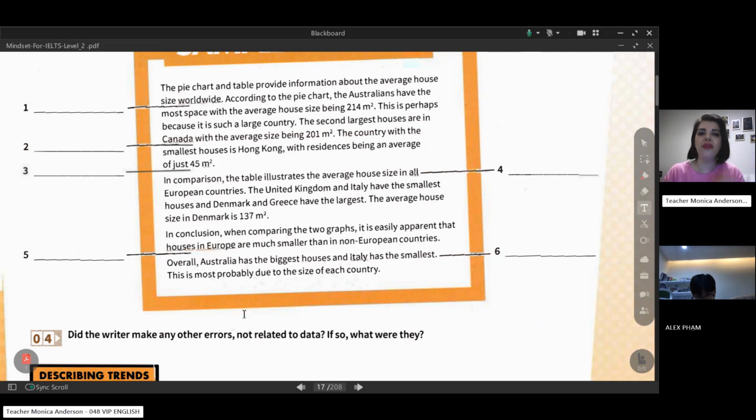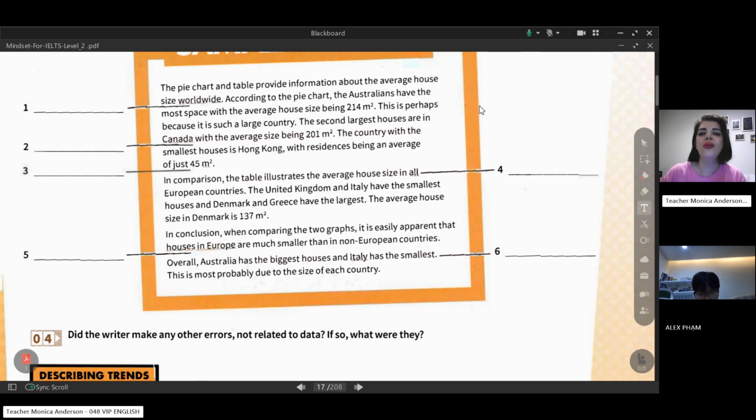Overall, the first one for table, we normally use overall. Chart in brief, for example, or it can be seen, or in summary. In summary is good. To summarize is good. So you can use overall. All these words can be used to begin, to start your overview.